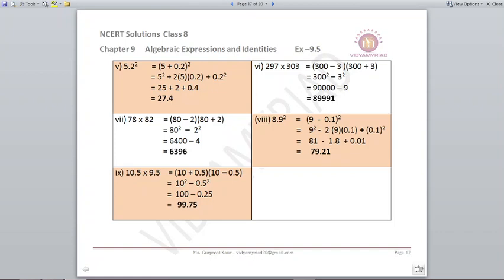Lastly, 10.5 into 9.5 can be written as 10 plus 0.5 and 10 minus 0.5. So this is a plus b, a minus b. Formula is a square minus b square. So 10 square minus 0.5 square. Answer comes to 99.75.